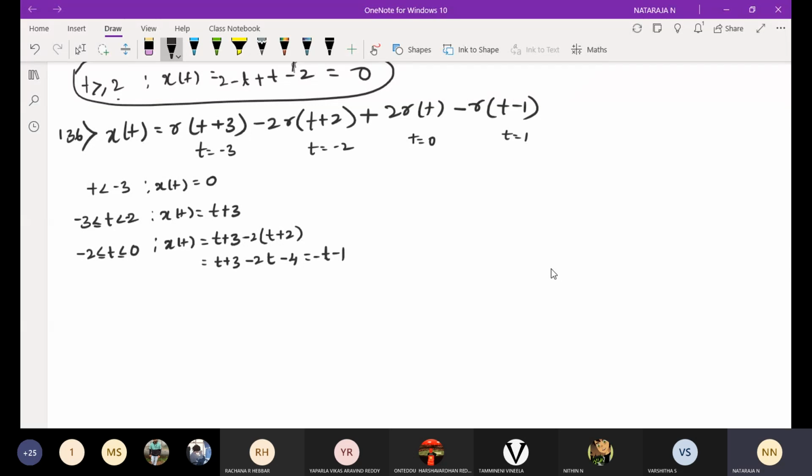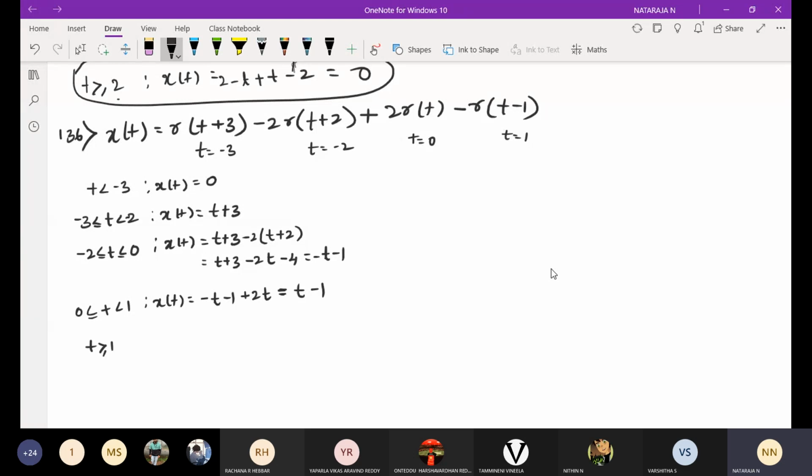Okay, then the next interval is from 0 to 1. 0 less than or equal to t less than 1. x of t is equal to, previous output will be minus t minus 1, next plus 2 times of t. That is equal to, what is the value you will get? T minus 1.